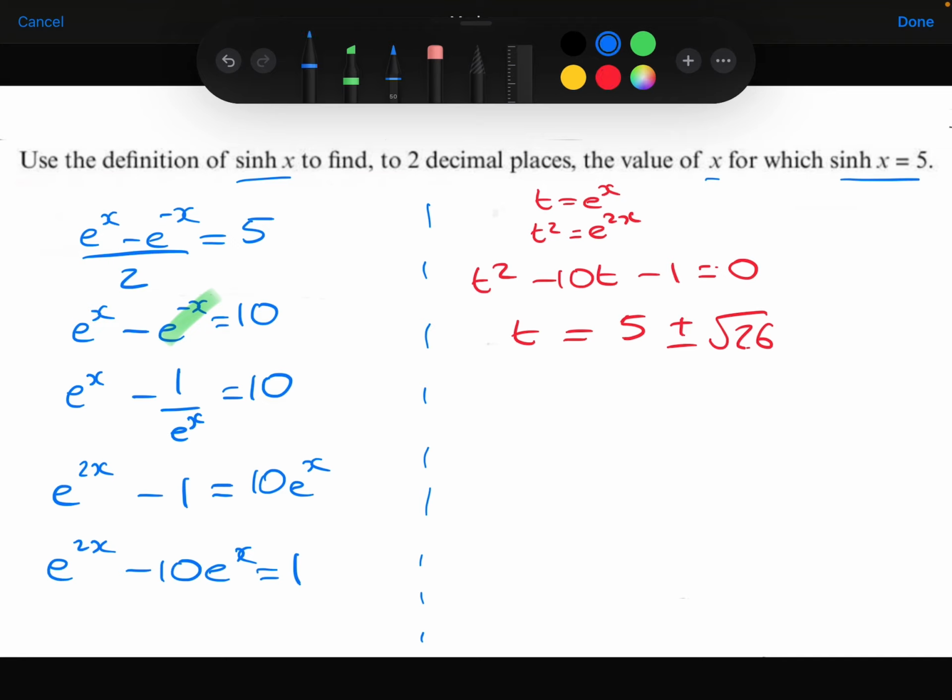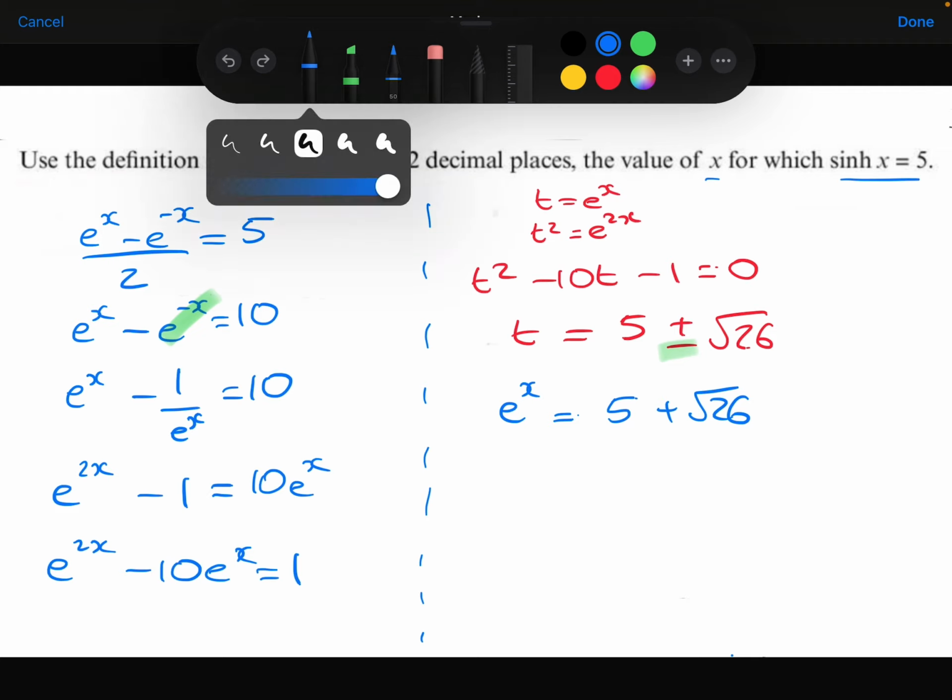Now substituting back, e to the power x was my t. So e to the power x equals 5 plus root 26. Notice that I have ignored the negative here, and that was on purpose, because I know that e to the power x is always positive. Remember what the e to the power x graph looks like? It's always positive. Therefore, I know it can't ever actually equal 5 minus root 26, because 5 minus root 26 is negative.